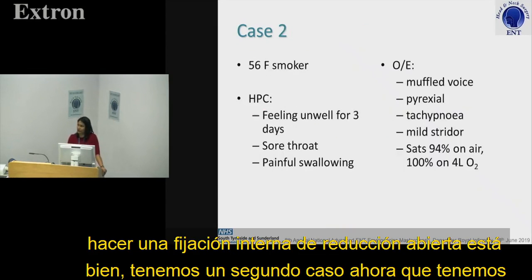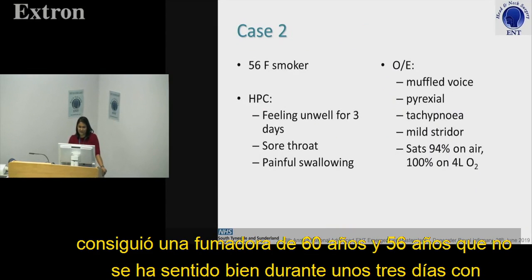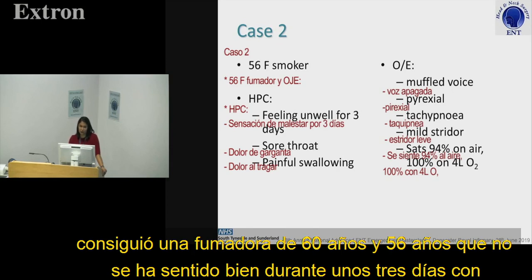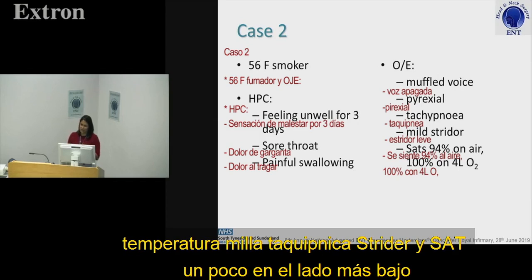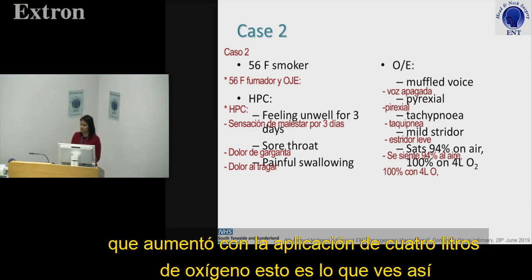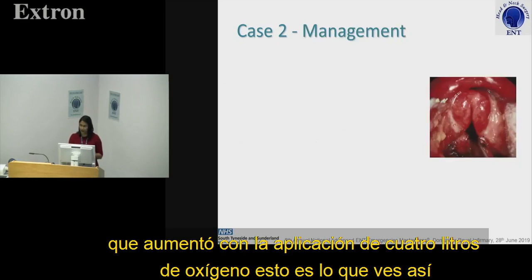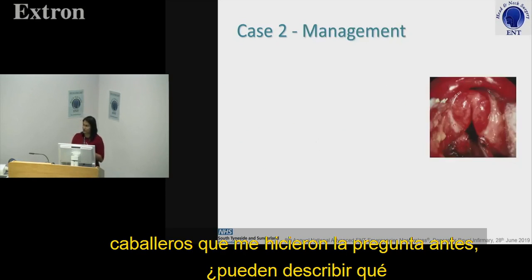Okay, we've got a second case now. We've got a 56-year-old female smoker who's been unwell for about 3 days with sore throat and a painful swallow. A bit of muffling of the voice, high temperature, tachypneic, mild stridor, and sats are a little bit on the lowish side, which increased with application of 4 liters of oxygen. This is what you see. So, gentleman who asked me the question earlier on.